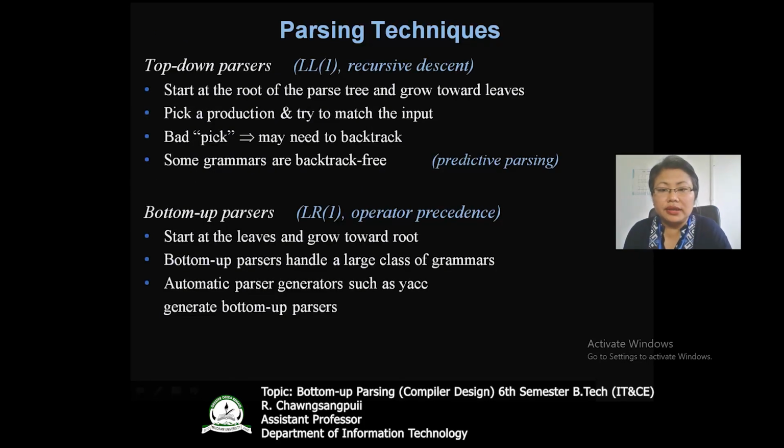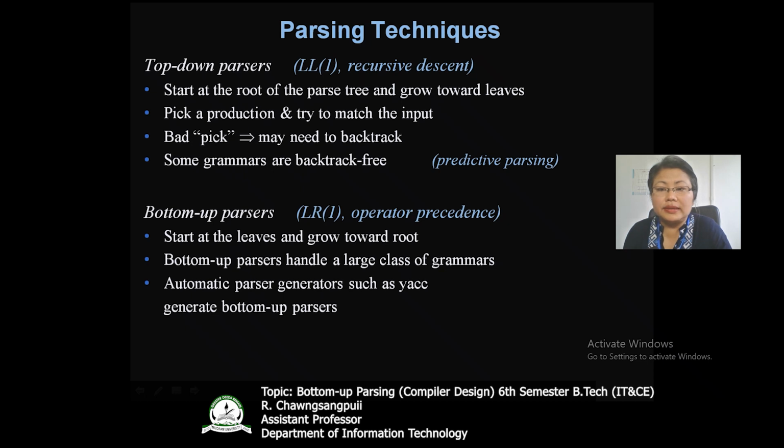Now, there are 2 techniques we use for parsing. One is top-down parsers, which you have in LL(1) as well as recursive descent parsing. We start at the root of the parse tree and grow towards the leaves. Here we pick a production from the grammar and try to match the input. If we have a bad pick, meaning it does not match, we may need to backtrack. But there are some grammars which are backtrack free, like predictive parsing.